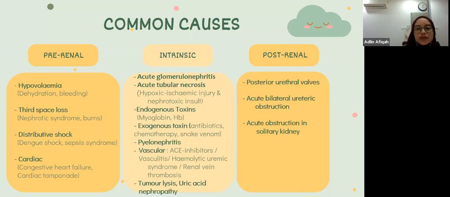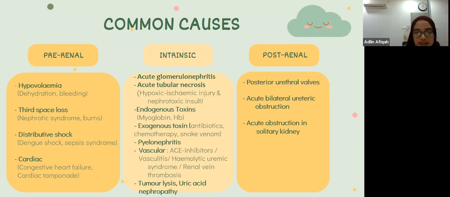Okay, so next we move on to the common causes of AKI. Based on the PITS protocol, it has been divided into pre-renal, intrinsic, and post-renal. Pre-renal is mainly characterized by renal hypoperfusion, in which the kidney structure is still intact. Pre-renal causes include hypovolemia such as dehydration, bleeding, third space loss such as nephrotic syndrome and burns, distributive shock, and also cardiac failure. If the pre-renal cause is treated early, the renal function will return to normal. If it is not treated early, it might cause intrinsic renal parenchyma damage.